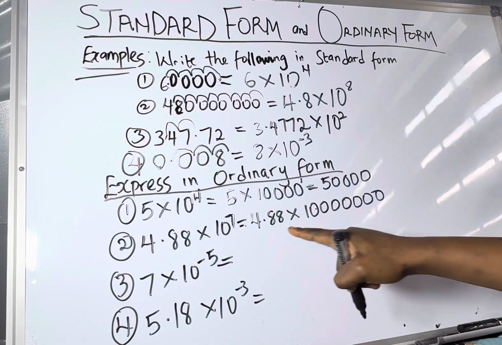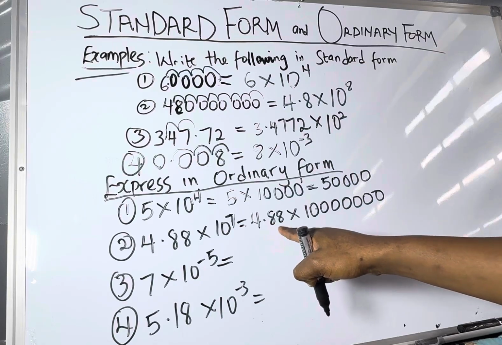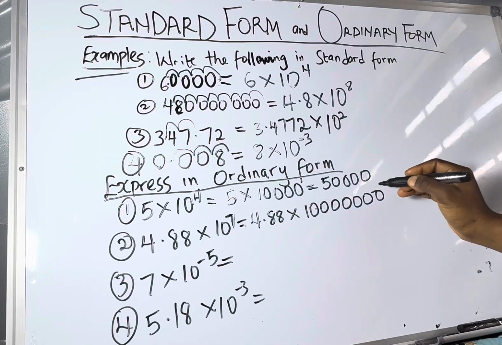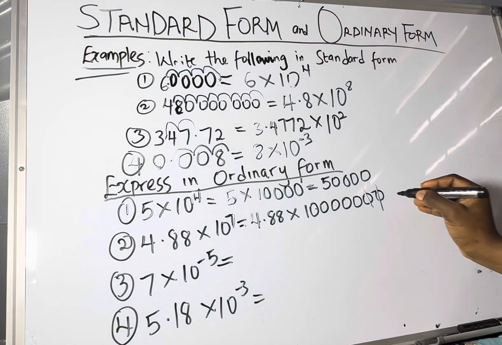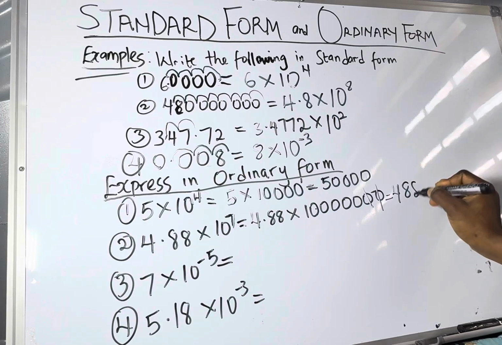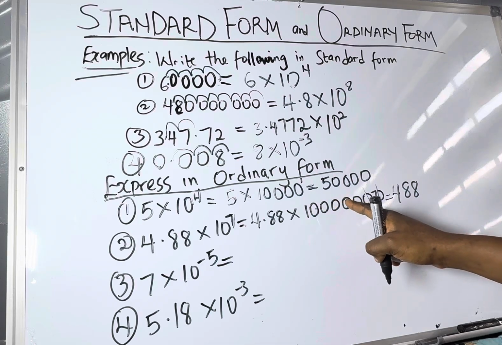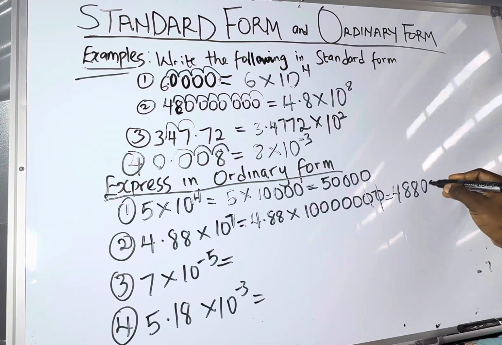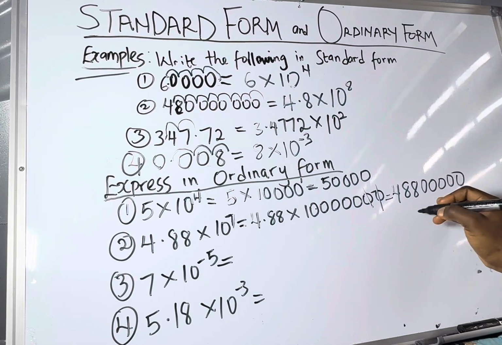multiplied by 4.88. Now, this 4.88 means 2 decimal places, meaning I'm going to cancel out 2 zeros from the 10 million. Now the final answer will be 488. Now let's count the number of zeros left: 1, 2, 3, 4, 5. So that makes it 48,800,000.